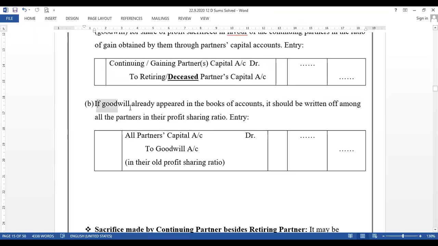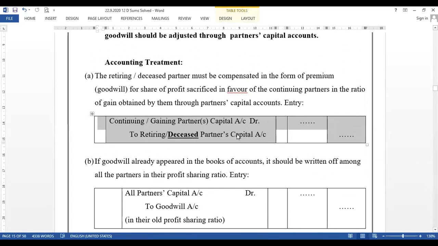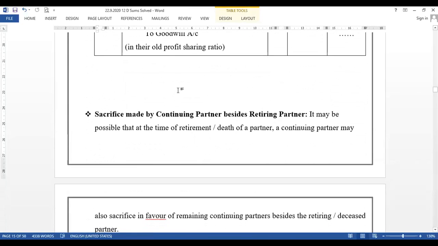Now, if Goodwill already appeared in the books, we all know that Goodwill appearing in the books has to be written off amongst all partners in the old ratio. So the entry is over here. This is what we have done in the previous chapter also. This is a major change as far as Goodwill is concerned, admission and retirement.